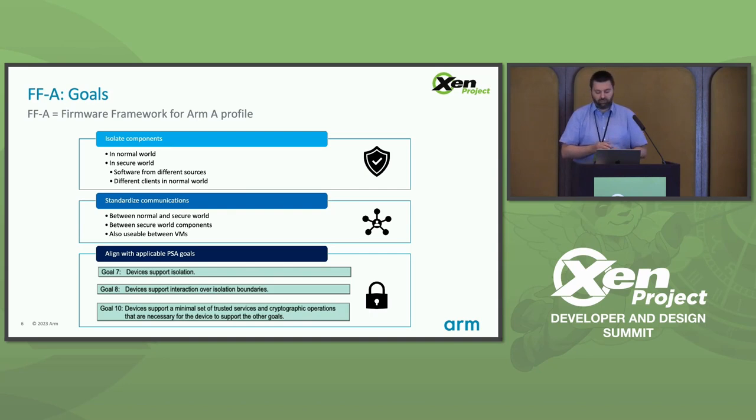And the third goal is to align to some of the applicable PSA security goals. PSA stands for Platform Security Architecture. That's a standard to which you can certify your platforms through ARM to have some security features. So there are three goals that we aim to achieve with FFA. That's device support isolation, support for transactions over isolation boundaries, and support for some cryptographic features.